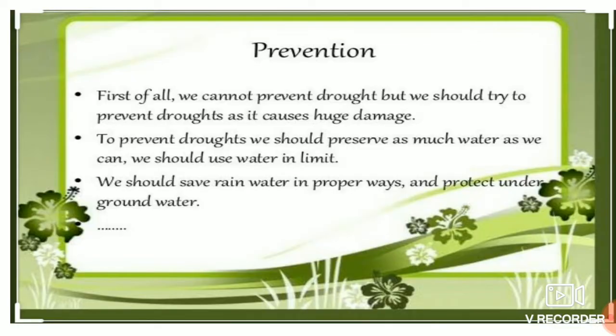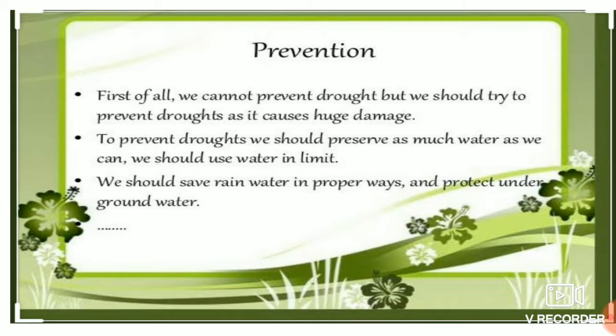So the next one, prevention methods. How can we prevent the drought? First of all, we cannot prevent drought, but we should try to prevent it as it causes huge damage. To prevent drought, we should preserve as much water as we can, and we should use water in limits. We should save rainwater in proper ways, protect underground water, and also plant more trees. These are some of the prevention methods of drought.